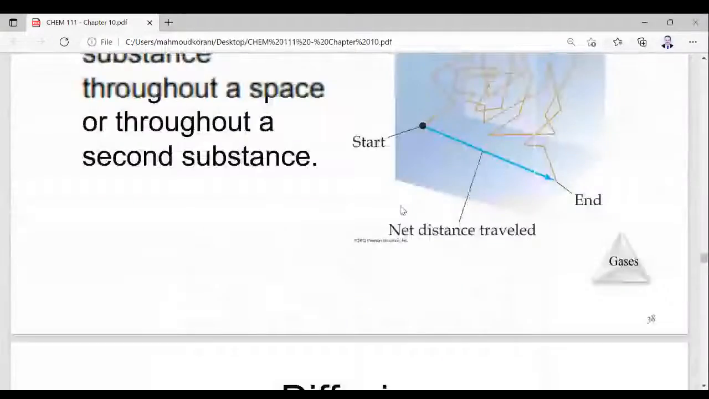Inshallah, today we are going to complete chapter 10, which is entitled Gases. And let me share with you the file I'm working from. Okay, Bismillah. Last time we ended up with Dalton's law.